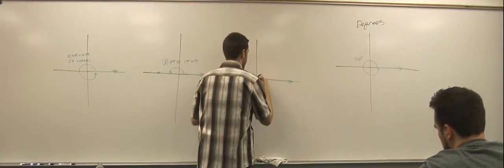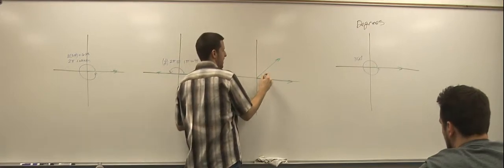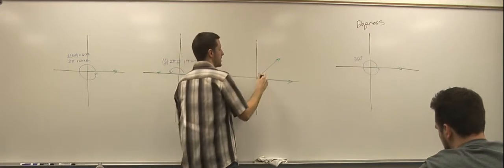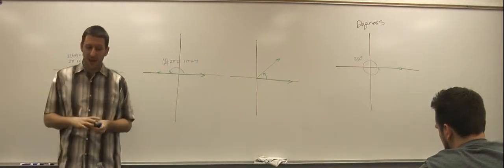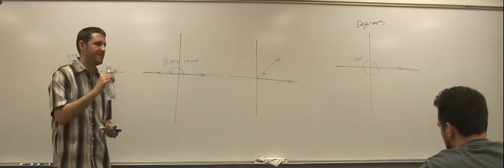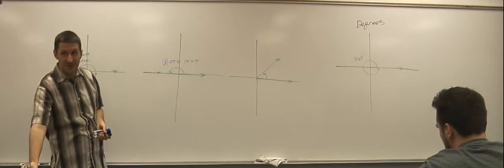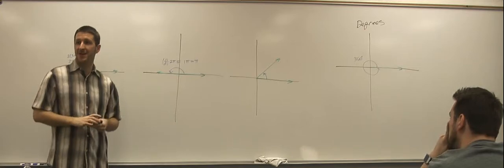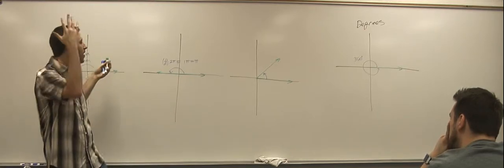We actually did this one before. This angle that cuts exactly halfway between the x and y axis. What would this angle be in radians? Pi over 4. Why? Because it's 1/4 of pi.